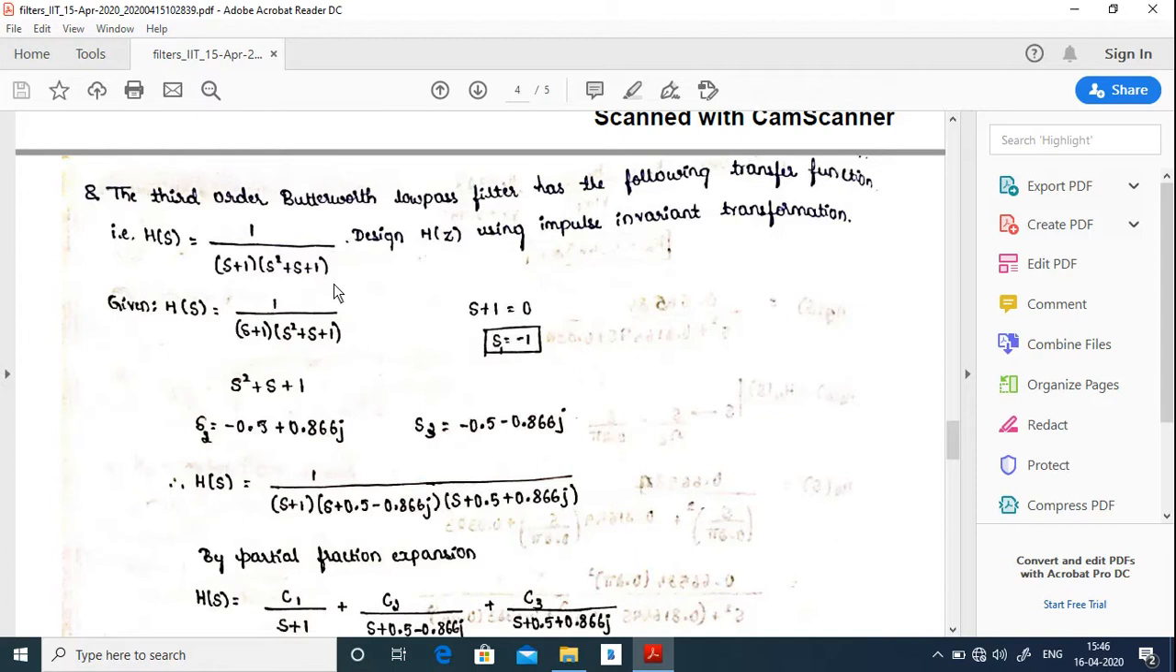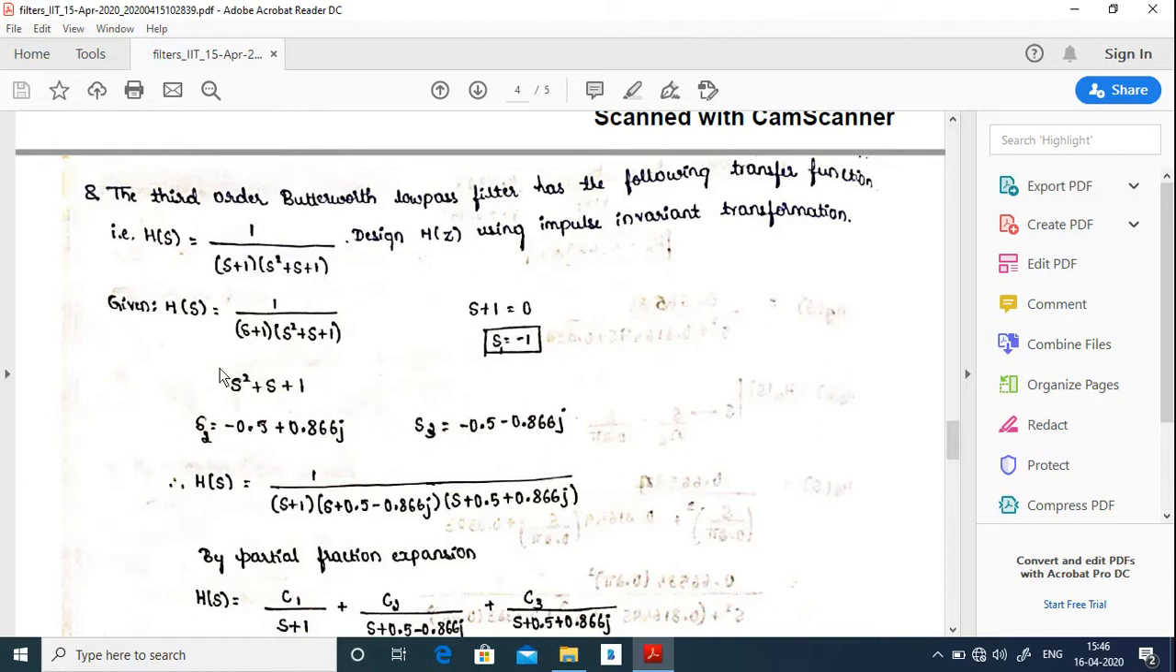So let us assume that the equation has been given. The first step is to find s1, s2, s3, since it is a third order transfer function. So we'll find s1, s2 as well as s3. Substitute this to 0, you'll get s1. Similarly, substitute this to 0 and find the values for s. You'll get two values, call them s2 and s3. They will be conjugates of one another.